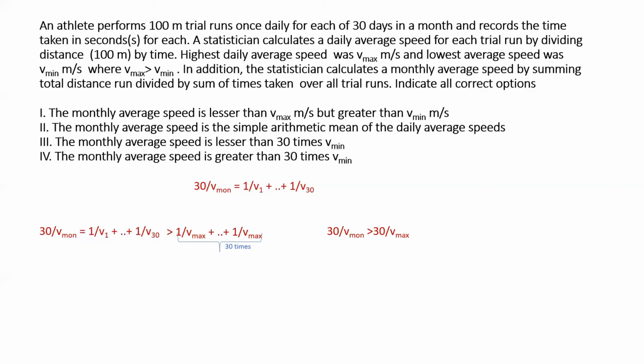So we have 30 by Vmon greater than 30 by Vmax. And since these are all positive quantities that we're dealing with here, if we cross multiply, the inequality gets preserved. So we have Vmax greater than Vmon. So the monthly average speed should be less than Vmax.